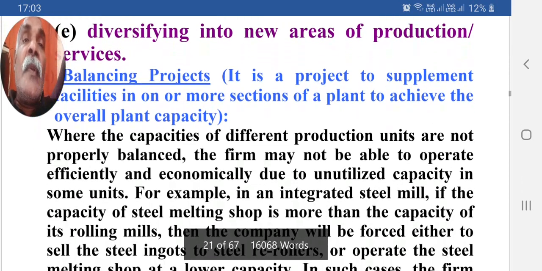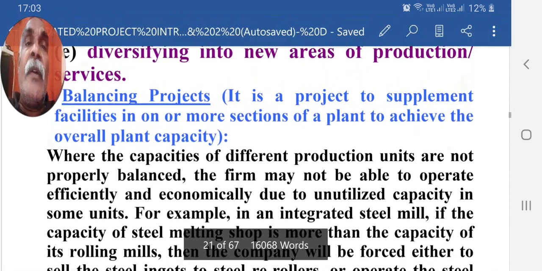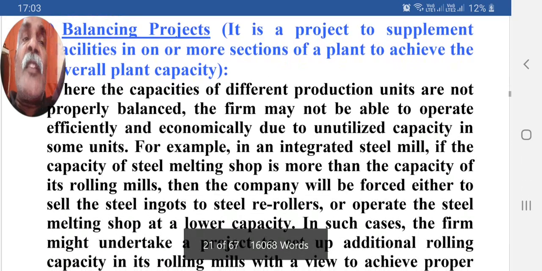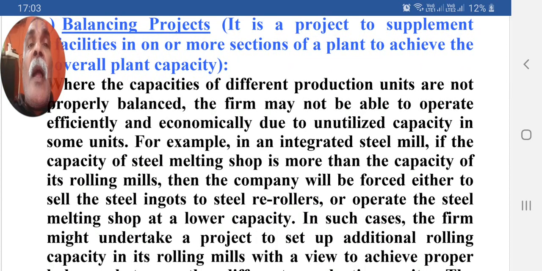Now we discuss each of the projects one by one. Balancing projects. What is a balancing project? A balancing project is a project to supplement facilities in one or more sections of a plant to achieve the overall plant capacity. Where the capacities of different production units are not properly balanced, the firm may not be able to operate efficiently and economically due to unutilized capacity in some units.